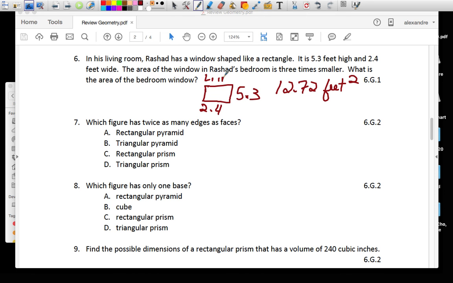So I'll write living room here. And what do we know? The area of the window in the bedroom. It has a window in the bedroom, and the window in the bedroom is a little bit smaller. It's 3 times smaller than the living room. So if the living room is 12.72, 3 times smaller, you can divide that by 3, and you're going to get 4.24. So 4.24 would be the size of the window in the bedroom. Okay, easy enough.